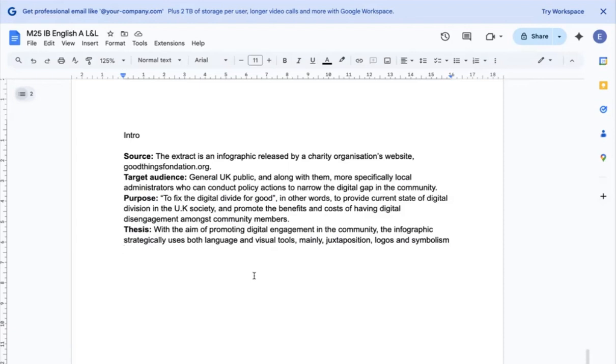Third is the purpose of the infographic, which is technically already given, but I can be more specific. The extract already said the organization aims to fix the digital divide for good. In other words, to inform the current state of digital division in the UK society and to promote the benefits and costs of digital disengagement amongst community members. Last is the thesis. With the aim of promoting digital engagement in the community, the infographic strategically uses both language and visual tools, mainly juxtaposition as number 1, logos as number 2, and symbolism as number 3.